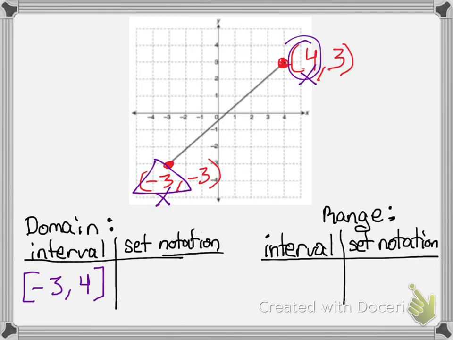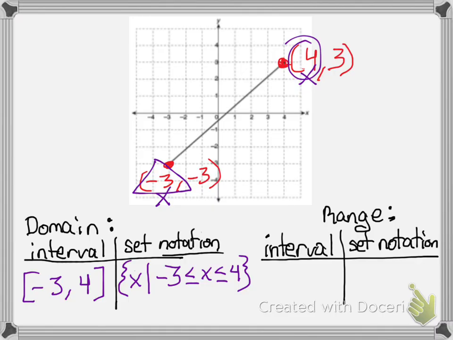To write the same thing in set notation, I will say x such that, and of course put my bracket, x such that -3 is less than or equal to x less than or equal to 4. Close bracket. I will always use less than or equal to unless that circle was open.